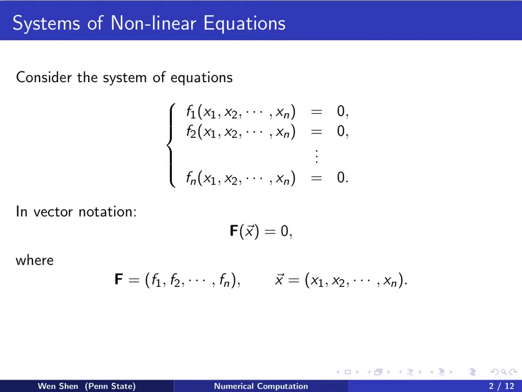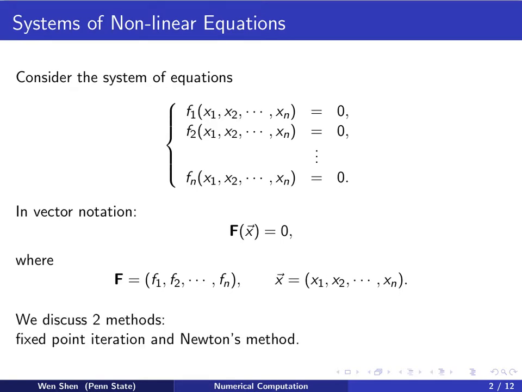Perhaps it's more convenient to write in a vector notation, then one has a compact expression, capital F of vector x equals 0. Here, capital F is a vector valued function denoting the vector of functions f1, f2 to fn, and then the x vector is the collection of all the unknowns.